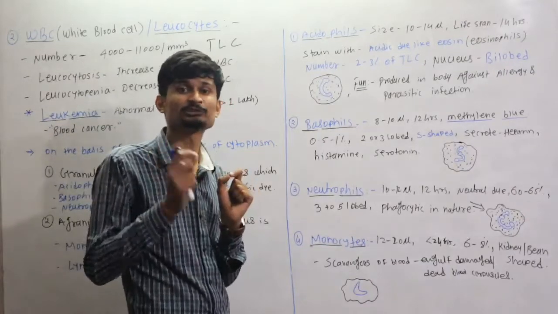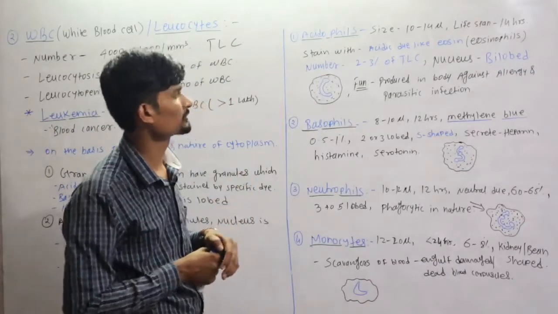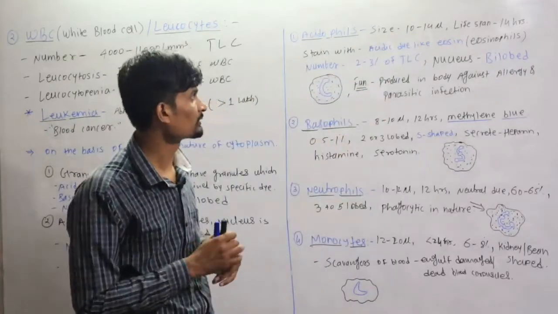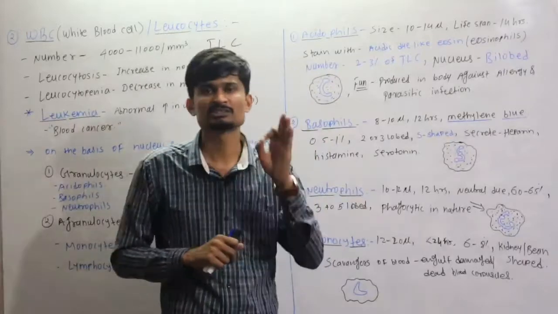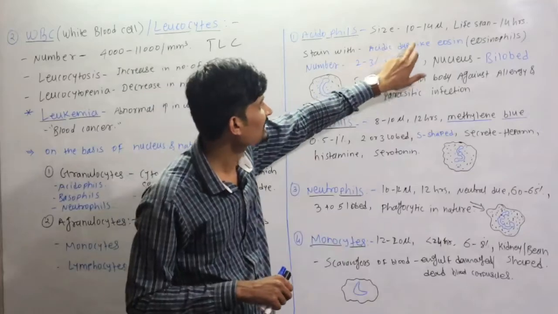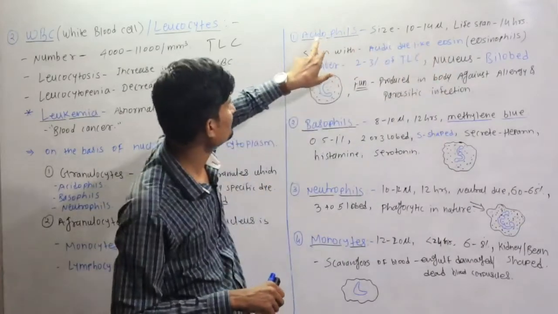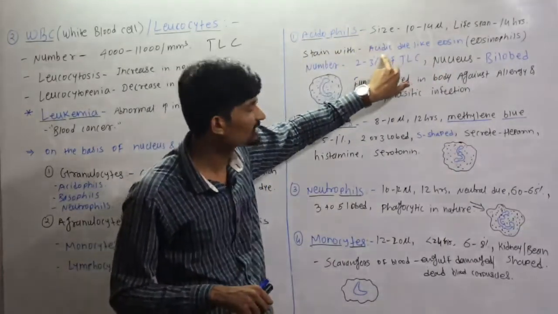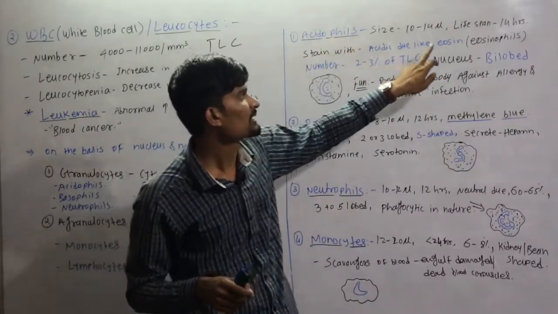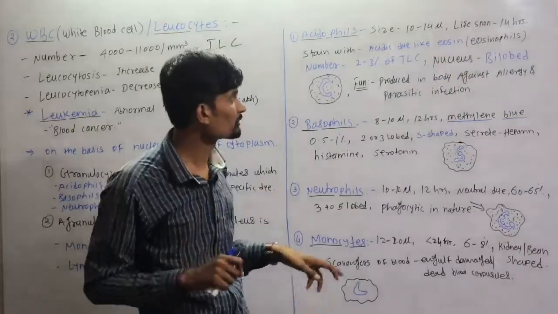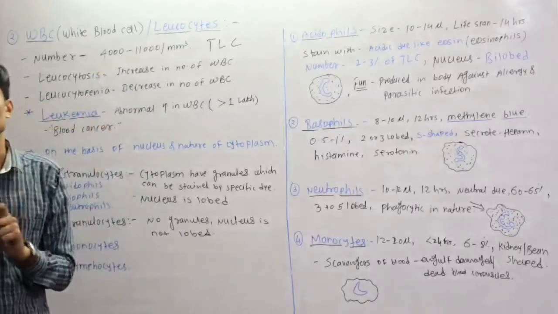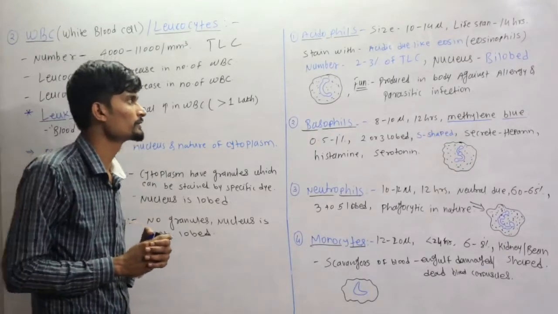So first one is the acidophils. Now why are these called acidophils? We will see. The size of the acidophil is 10 to 12 micron. The lifespan of the acidophil is 14 hours. Then these acidophils stain with an acidic dye like eosin. That is why these are called acidophils, because they stain with an acidic dye. And another name for acidophil is eosinophils. Why eosinophil? Because they stain with eosin dye, acidic dye. That is why another name is eosinophils.